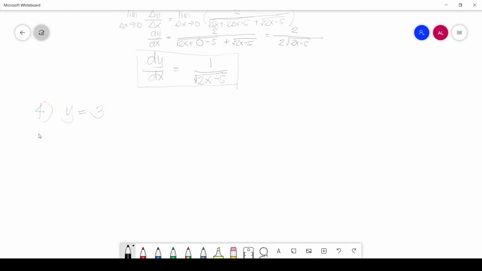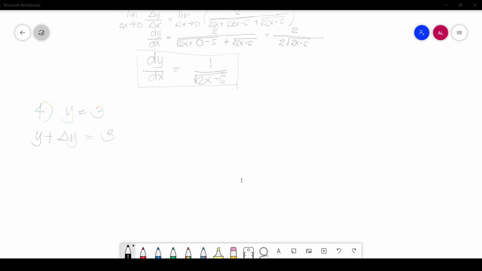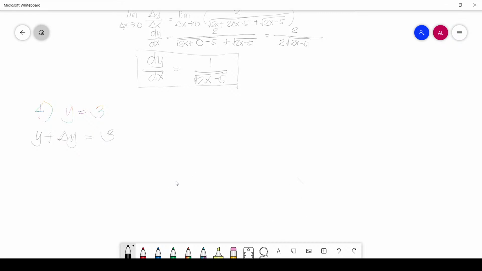Okay, again, substitute y plus delta y is equal to 3, since there is no x. Let's just proceed with that. Then, delta y is equal to 3 minus y. So, delta y is equal to 3 minus 3. Delta y is actually equal to 0.